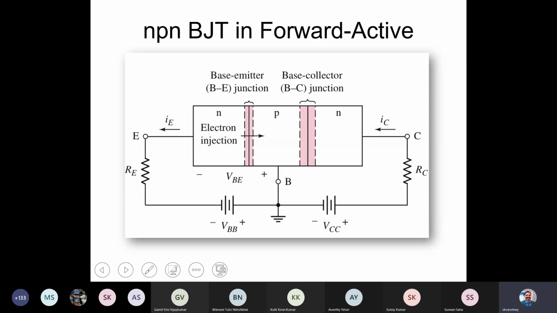Okay, if you look at this, as per if I consider an NPN, there is a base-to-emitter junction, and as I mentioned, this has to be forward biased. You can see that the N side is connected to the negative terminal and the P side to the positive terminal. So there's a battery connected, and then for the base-to-collector junction to be reverse biased, the N side is connected to the positive terminal.